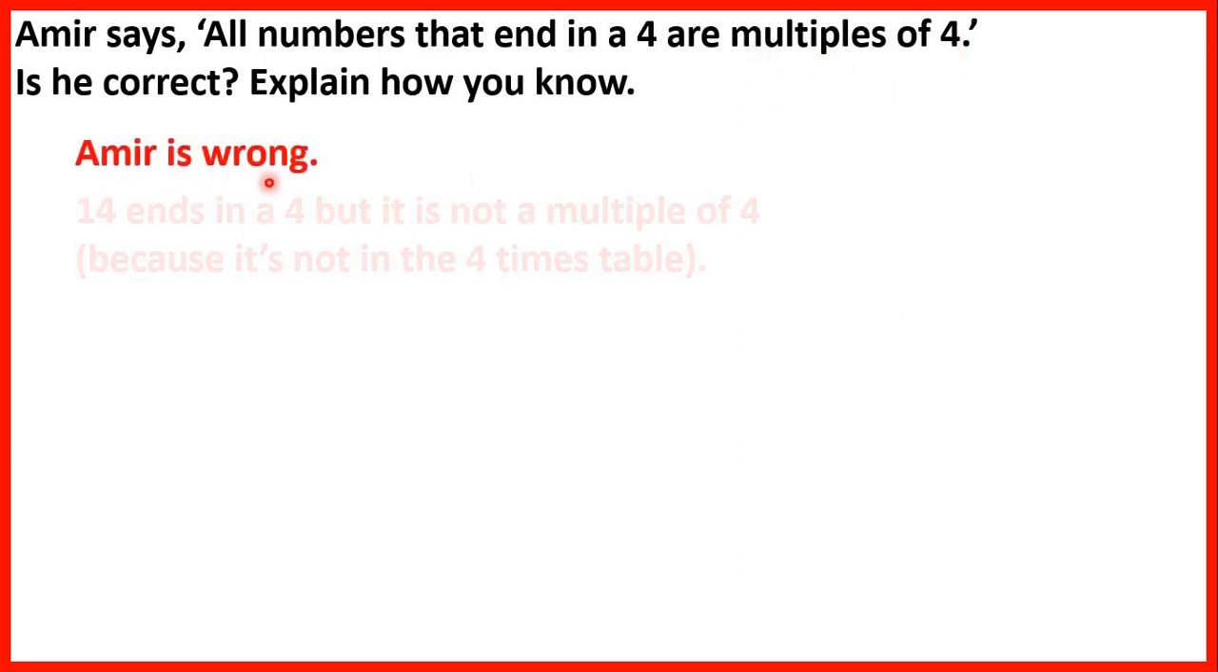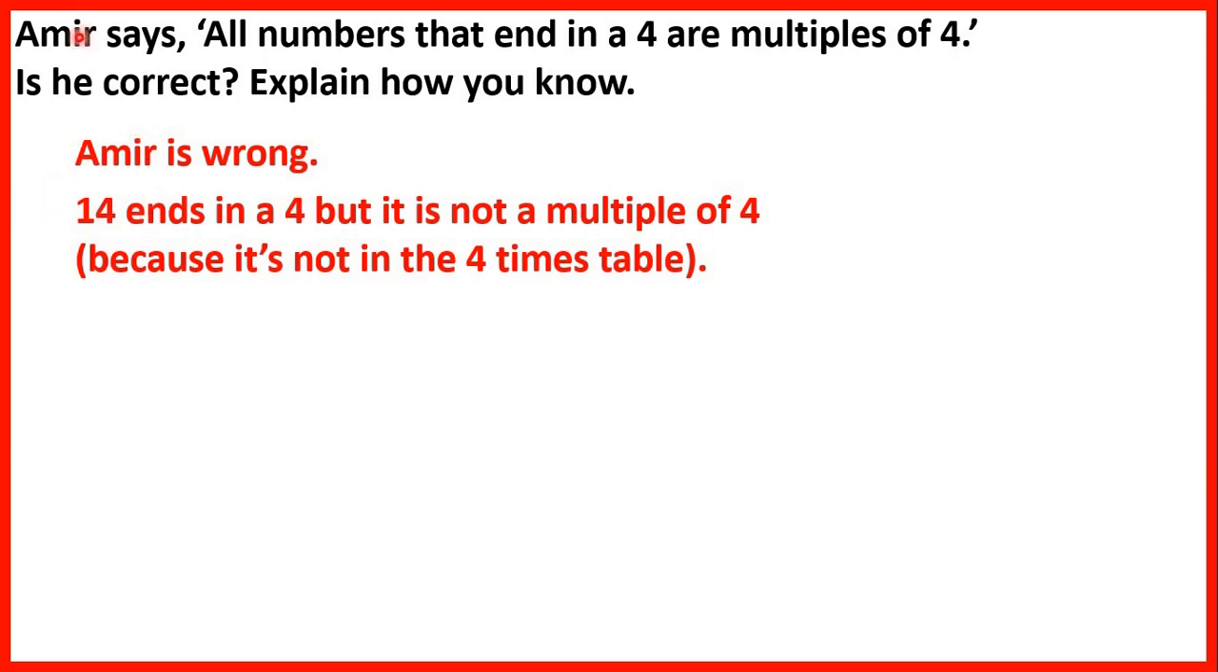So Amir is wrong, and when the person is wrong, to explain how we know, we can just give an example. 14 ends in a 4, but it is not a multiple of 4 because it's not in the 4 times table.